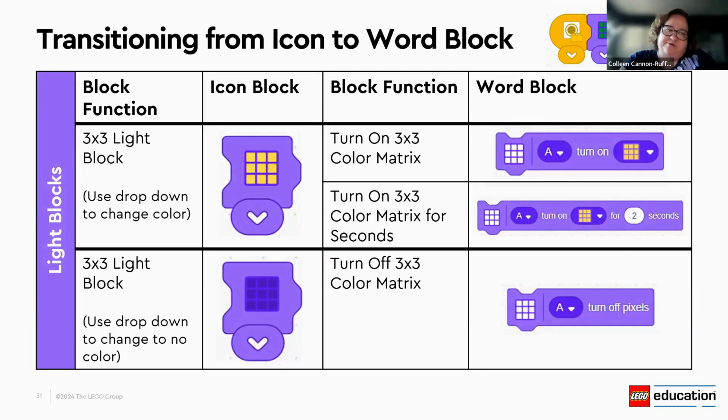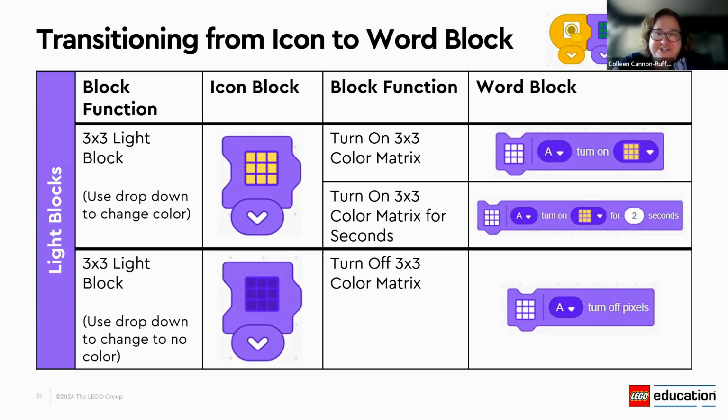Here's another example where they're given the light blocks, right? In the icon block based coding, they use a 3x3 light block and they use the drop down to change the color. When they get to the next part of the code, they have to say how long they want that color to be on, right? For 1 second. In word blocks, they actually get two different versions of that. So they can either choose a block that just has it turn on, or they can have a block that has it turn on for 2 seconds.